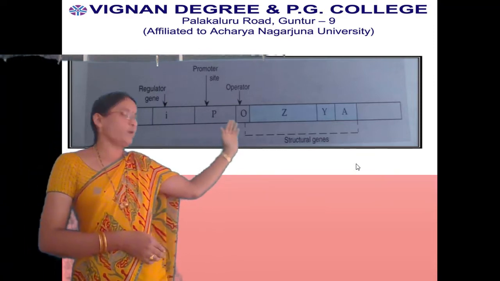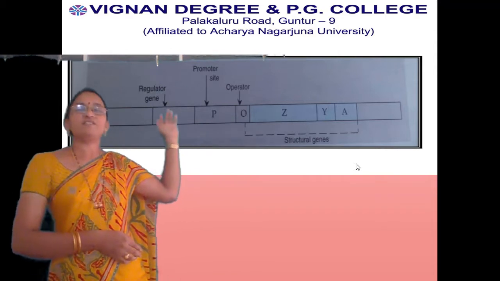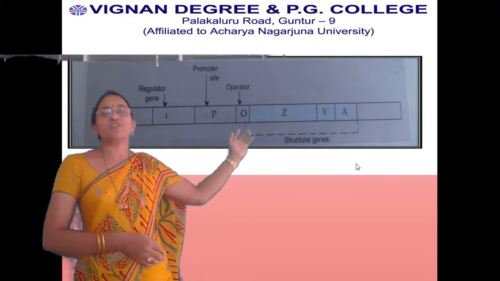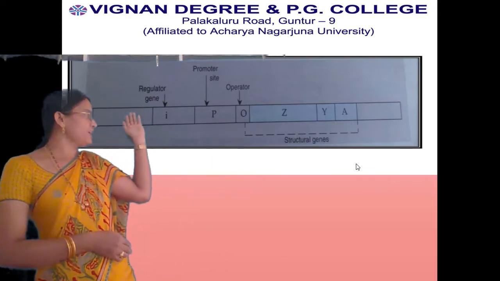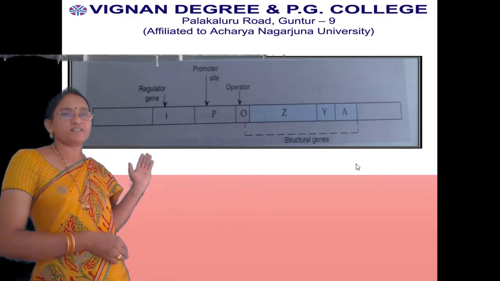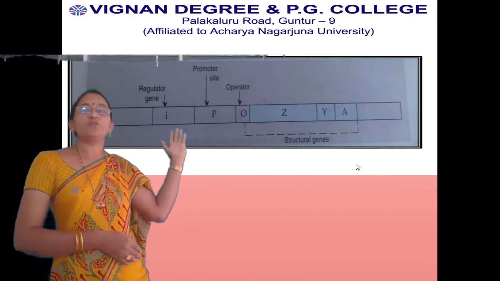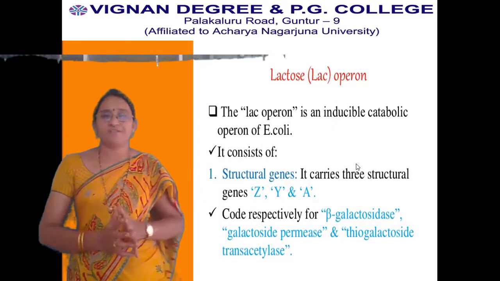So, to express the structural genes, first the operator should control all these structural genes. What is the function of regulator genes? They express and synthesize the repressor. These repressor molecules are able to control the operator region.